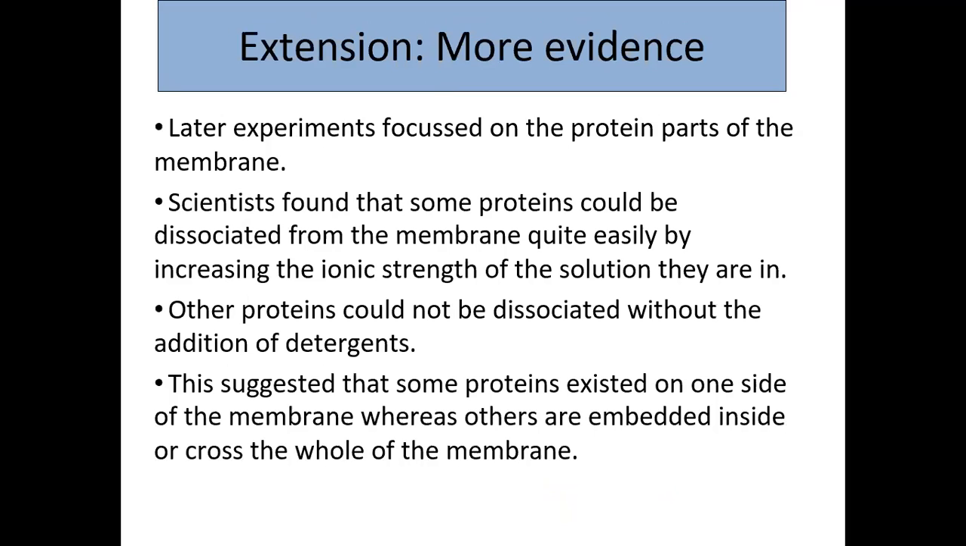Later experiments then focused on the protein parts of the membrane. Scientists found that some proteins could be easily dissociated from the membrane by increasing the ionic strength of the solution, whilst other proteins couldn't be dissociated without the addition of detergents. This suggested that some proteins existed on one side of a membrane, whereas others are embedded inside or across the whole membrane.